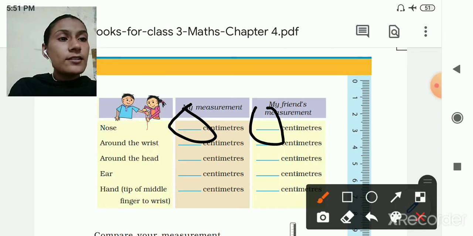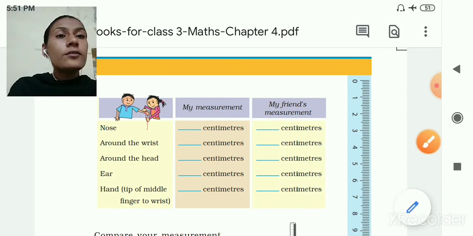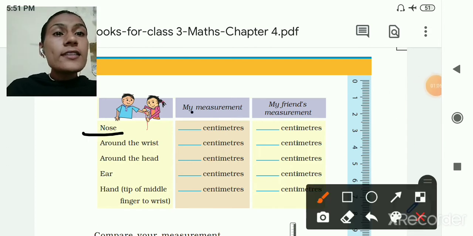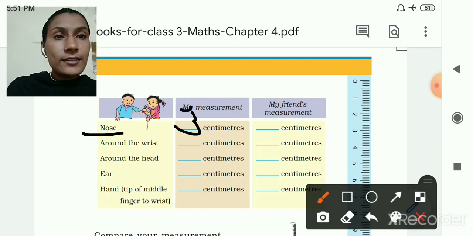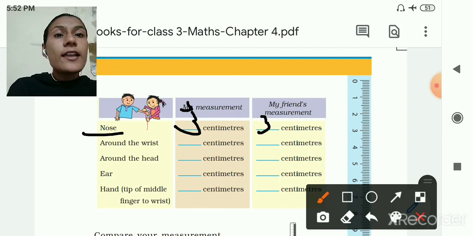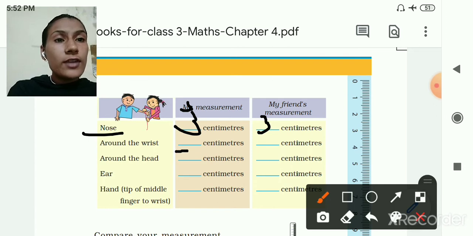So this activity you have to do at home and you have to write the measurement here. How many centimeters? So here you have to write. For example, your nose is 3 centimeters long, so here you can write 3 centimeters. If your friend's nose is also 3 centimeters, you can write here 3 centimeters. Then around the wrist, you have to write here and here. Then around the head, ear and hand, that is tip of middle finger to wrist. So this you have to write here in your textbook, and you have to use measuring tape.